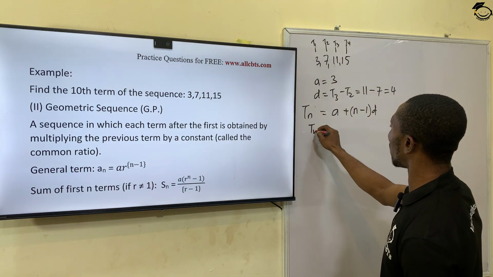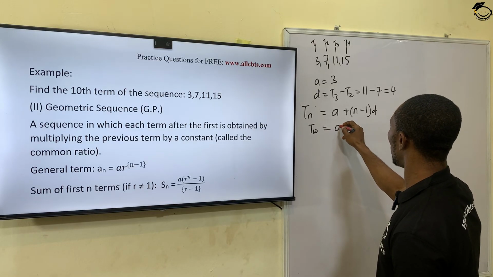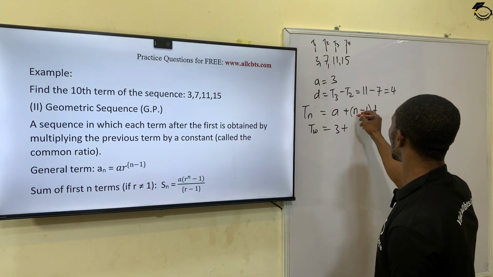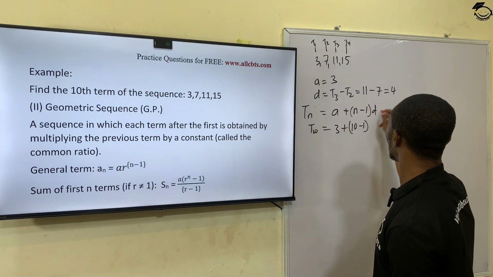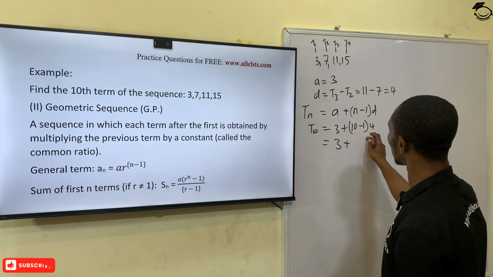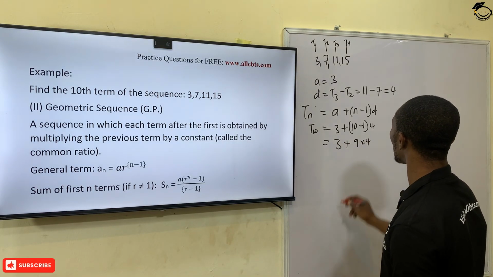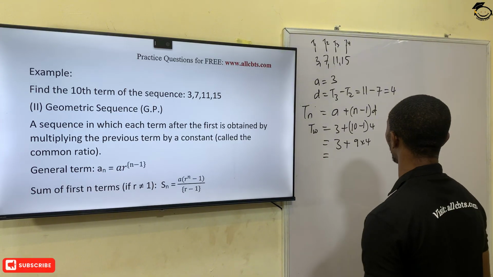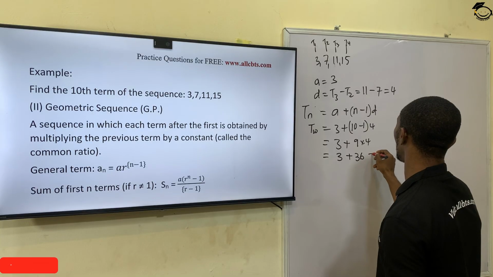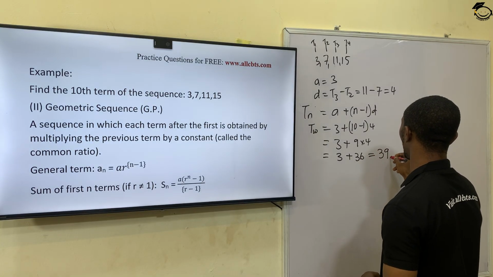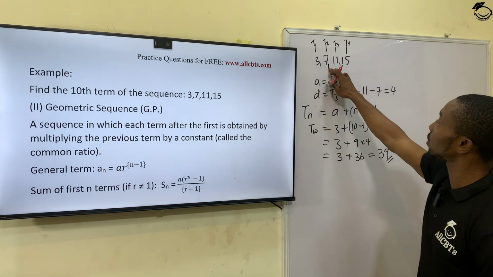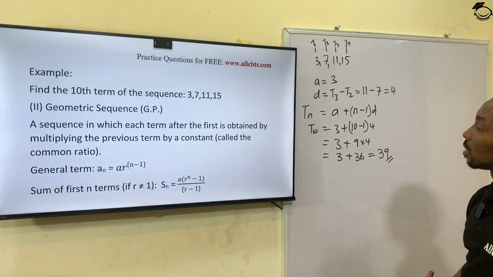So our T10 would now be a, which is 3, plus 10 minus 1 times 4. Okay, this will give us 3 plus 9 times 4. Now 9 times 4 would give us 36. This will be 3 plus 36, which gives us 39. So the 10th term of this sequence would be 39.